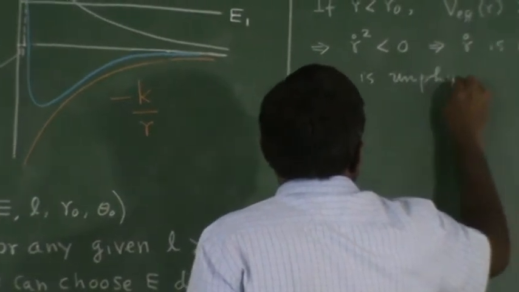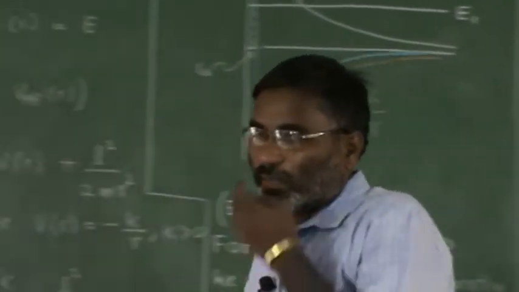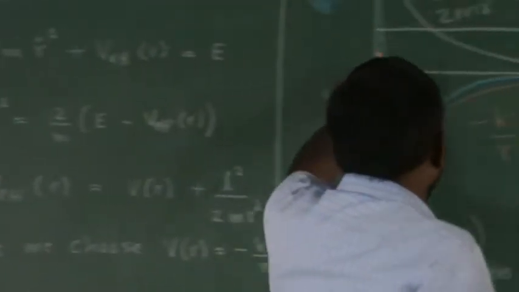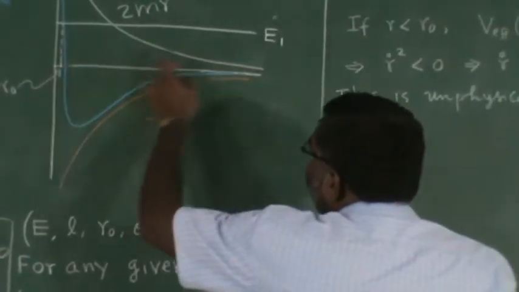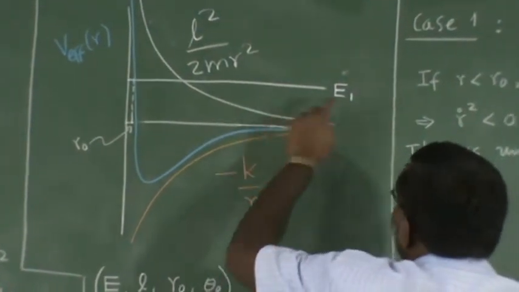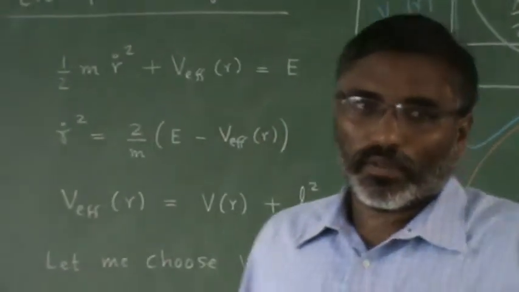Which essentially means that such a dynamics never takes place. So R cannot take values less than R0. And if R is greater than R0, there is no restriction, because for all values from R0 to infinity, energy is more than V effective, and hence R dot square is positive. Such velocity is not possible.